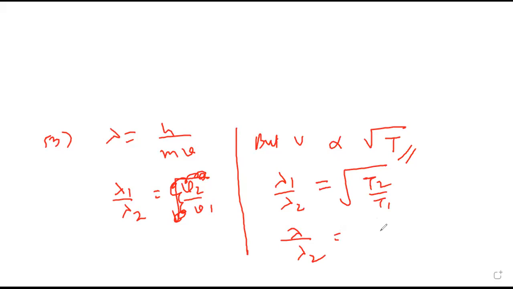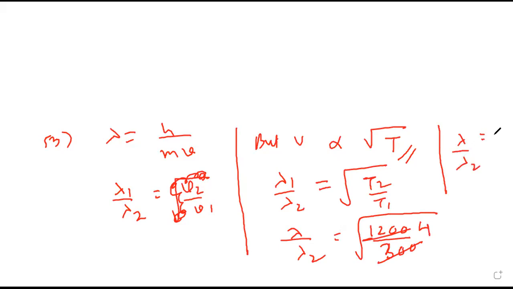927 plus 273 will become 1200. And 27 plus 273 will become 300. This is 300 into 4. So lambda 1 upon lambda 2 is root 4, which is 2. Therefore, the new wavelength is lambda by 2. So we know the wavelength and velocity relation, and then we know the velocity and temperature relation. From that I could write lambda 1 upon lambda 2 is root of T2 by T1.